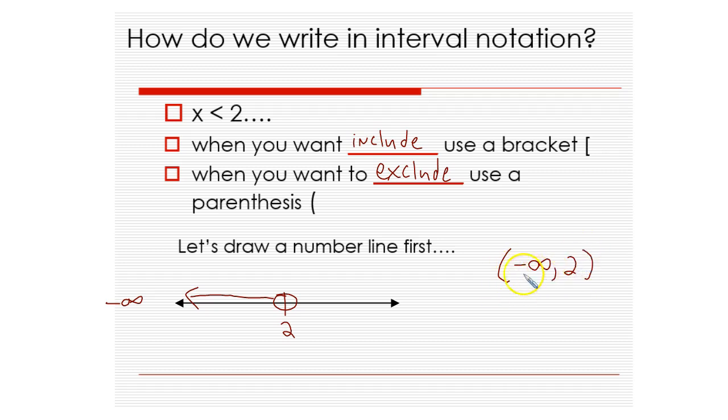Now remember that infinity and negative infinity always get a parentheses. They never get a bracket because it's not a number that you can include. It's basically like a direction that we're traveling forever towards or forever from, but it's never a destination that we can reach. So it always gets a parentheses. It is never included as part of the solution set. And in this case, 2 is not included either. Let's look at another one.